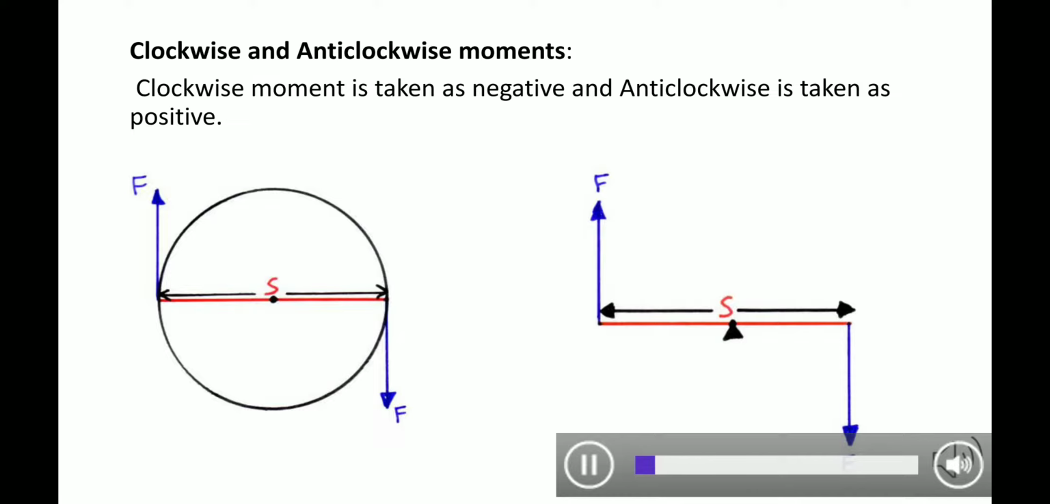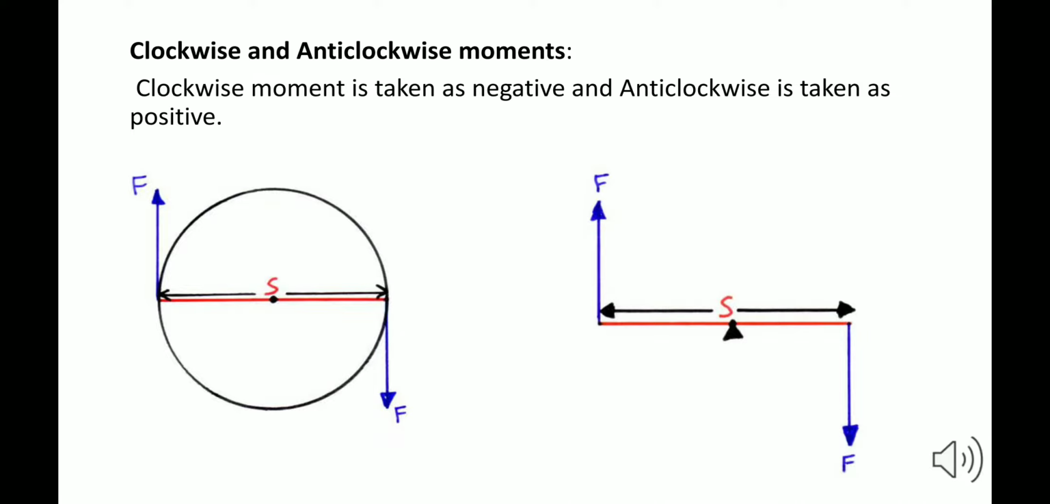Now in this slide, we have studied this earlier only. A clockwise moment is always taken as negative, and an anti-clockwise moment is always taken as positive. Here you can see two diagrams. The circle is moving. In the first case it is anti-clockwise, and in the second case also anti-clockwise. Both the forces, that is the couple of forces, are making the body move anti-clockwise. Clockwise: both the bodies are moving clockwise.